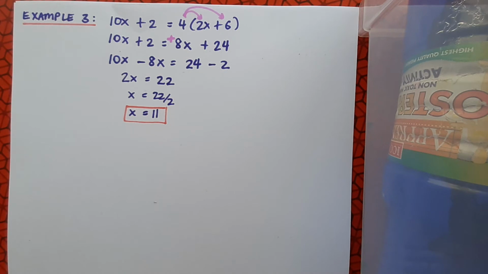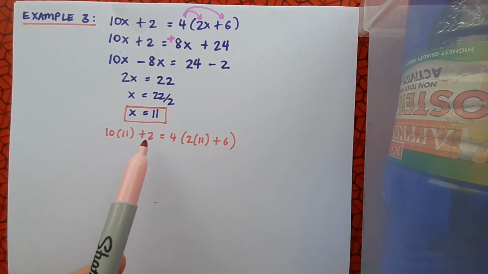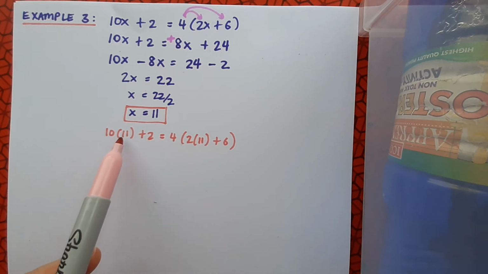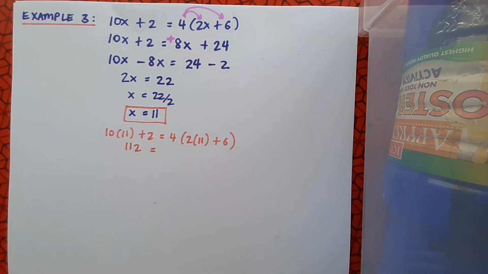Again, it's possible to use substitution to verify my solution. In this case, there's quite a bit going on both the left and the right-hand sides of the equation. So I would need to type in the left-hand side of the equation into the calculator first of all, or do it in your head if you like. 10 times 11 is 110, plus 2 is 112. And you can also type in the right-hand side of the equation into the calculator. So 2 by 11 is 22, plus 6 is 28, times 4 is 112. We get the same solution on both sides. So x equals 11 is definitely the right solution.